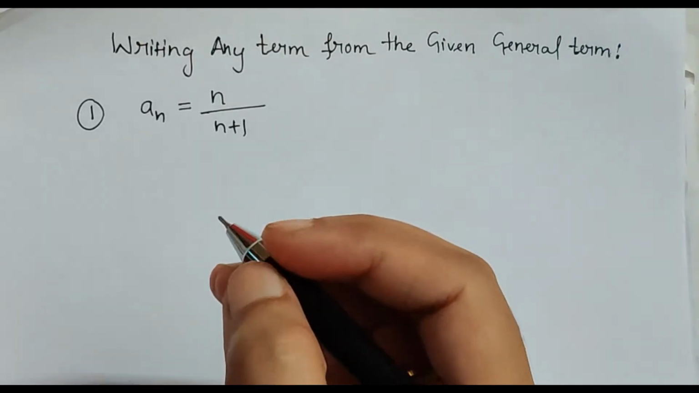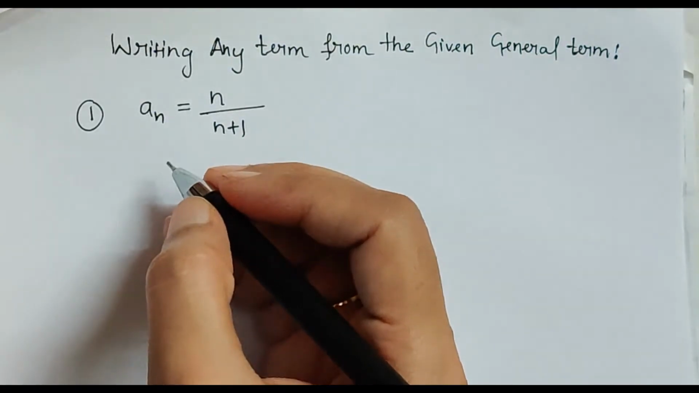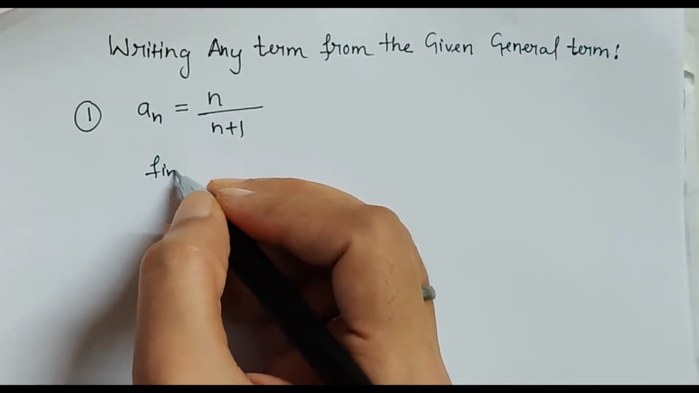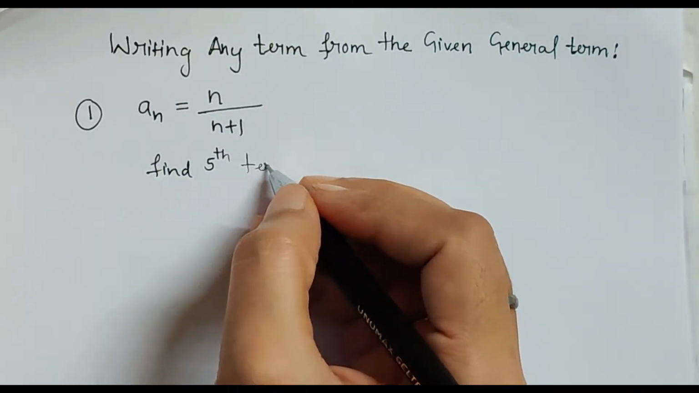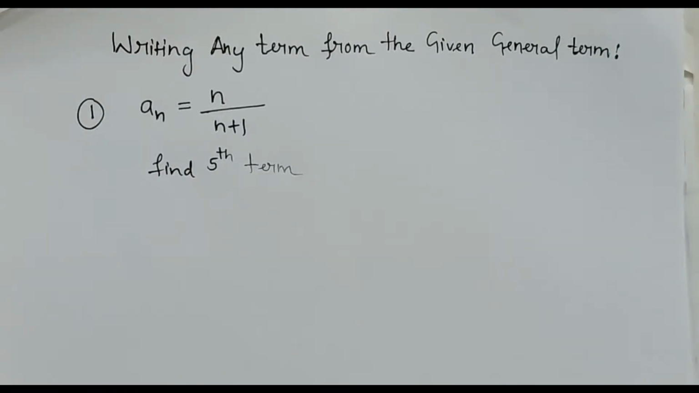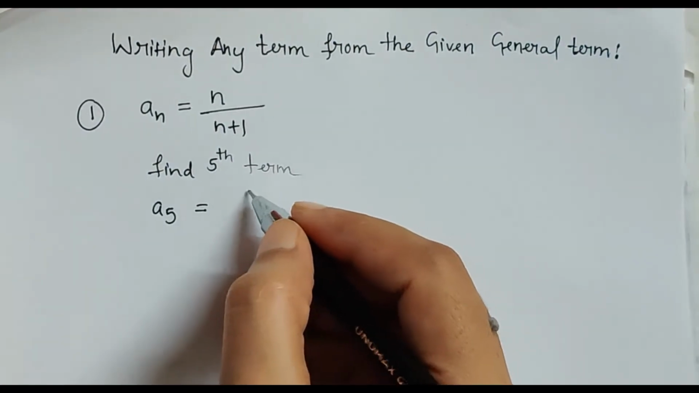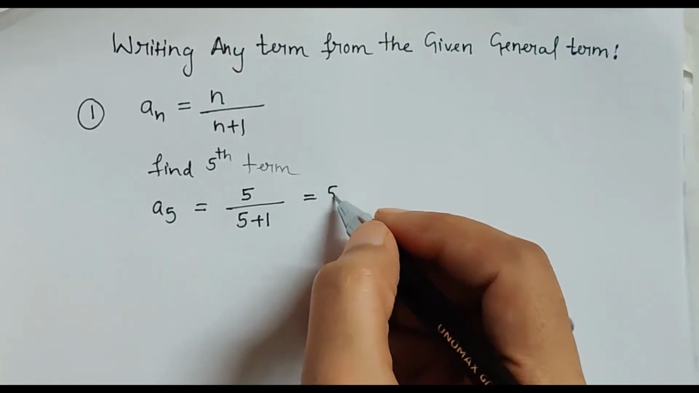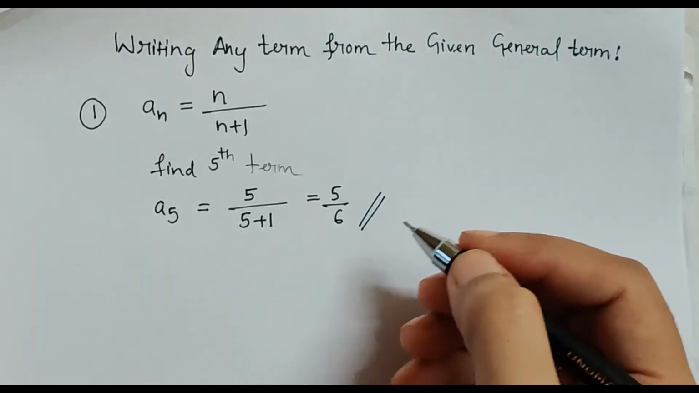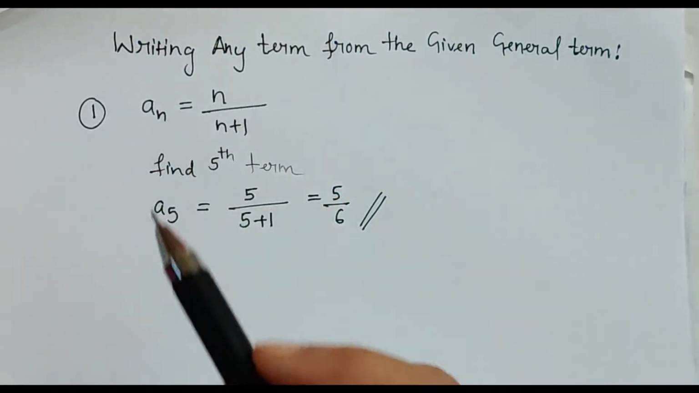So let us see how to find the fifth term. This is called the nth term. Suppose we are asked to find a5, or find the fifth term. How will we do this? Simply replace n by 5. So a5 is equal to 5 upon 5 plus 1, which is equal to 5 upon 6. So 5 upon 6 is the fifth term for whatever sequence this general term is given to us.